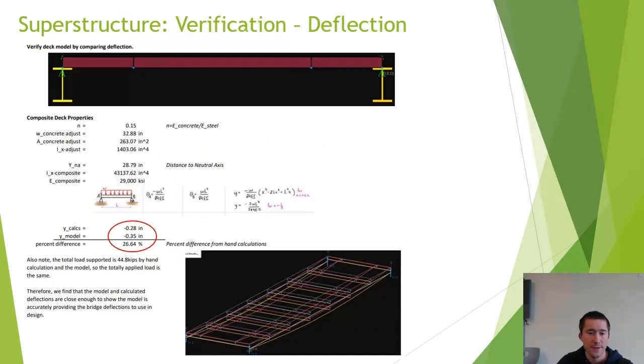Both hand calculations and the model were subjected to a single line load, and it was found that the deflections were different by 0.07 inches, or 27%, in the red circle, which I thought was good for this.